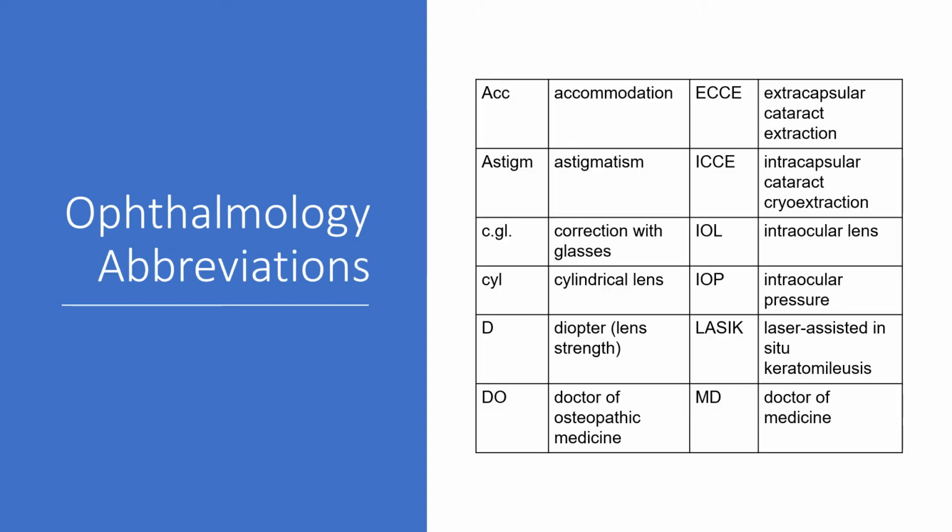Okay, here are some common ophthalmology abbreviations. ACC, accommodation; AST, astigmatism; C.GL, correction with glasses; CYL, cylindrical lens; D, diopter, which stands for lens strength; DO, doctor of osteopathic medicine; ECCE is an extracapsular cataract extraction; ICCE is an intracapsular cataract cryo-extraction; IOL, intraocular lens; IOP, intraocular pressure; LASIK; and MD, doctor of medicine.